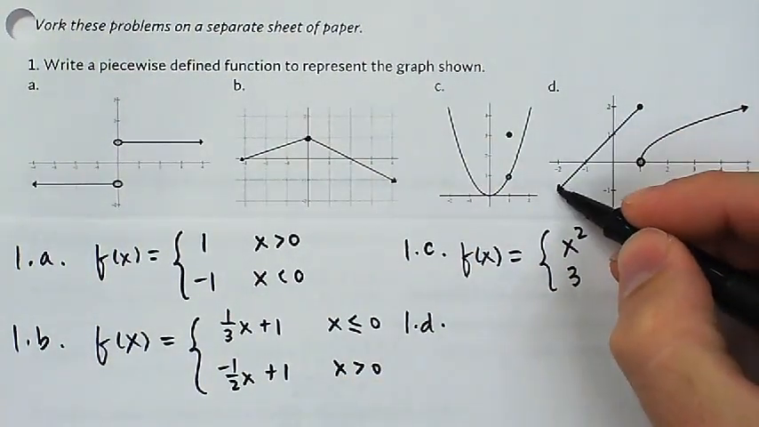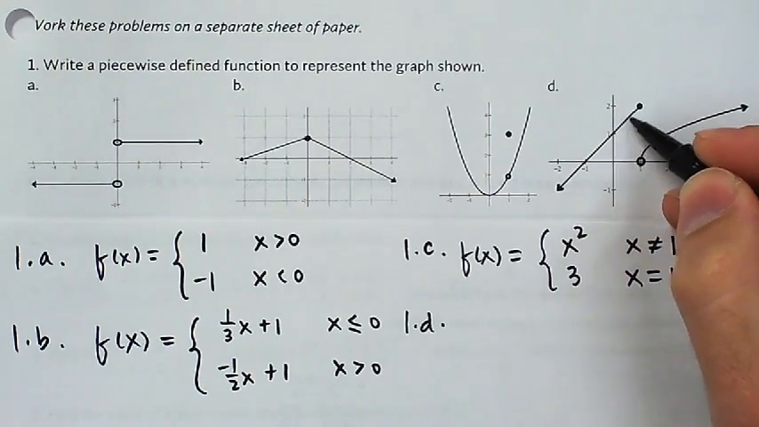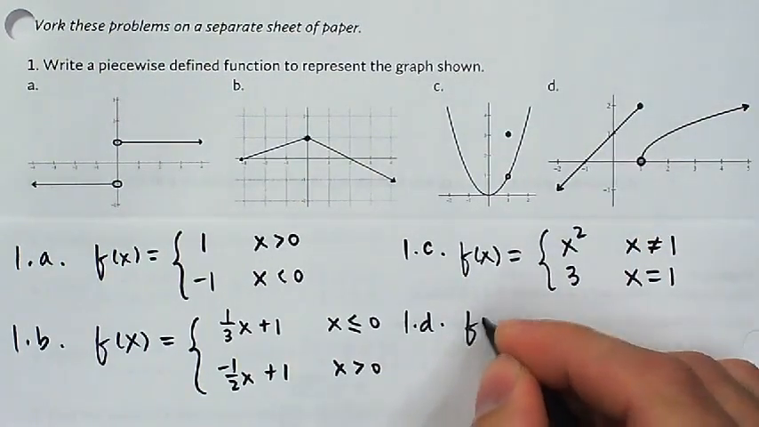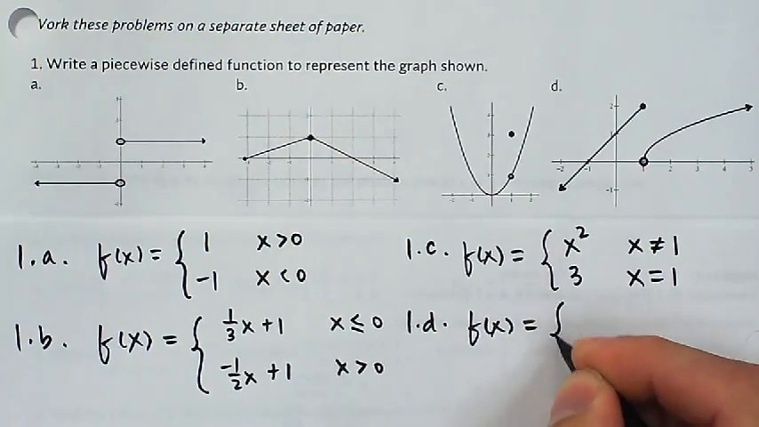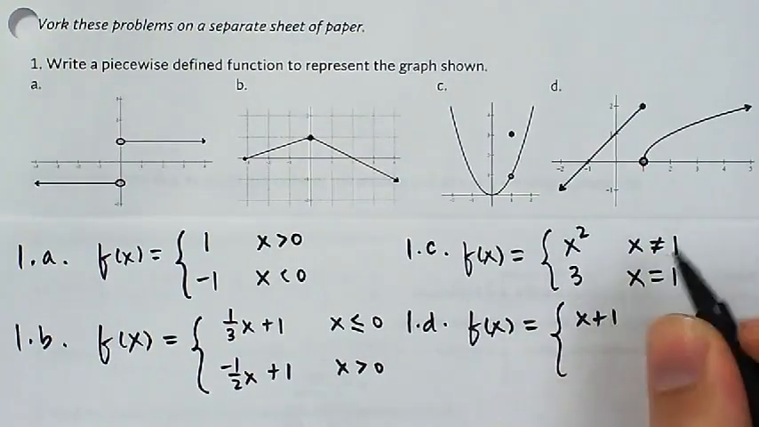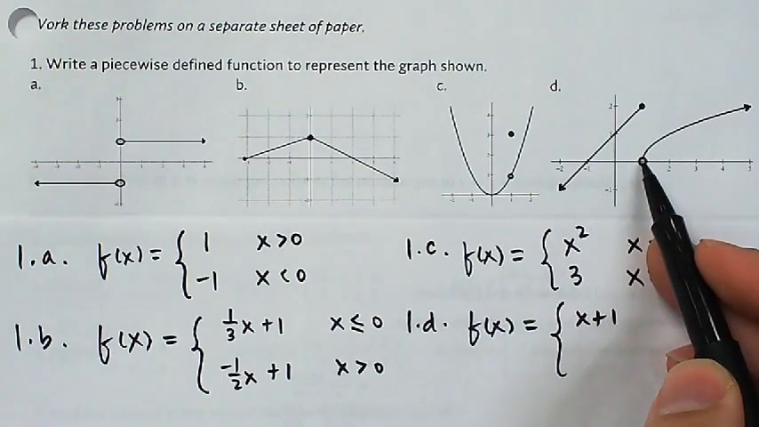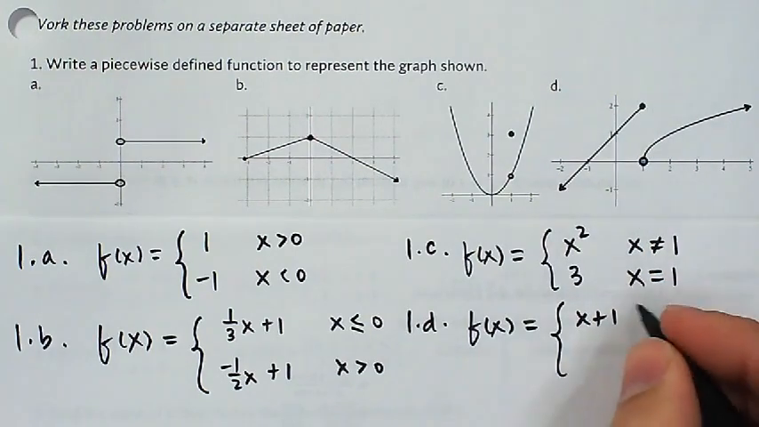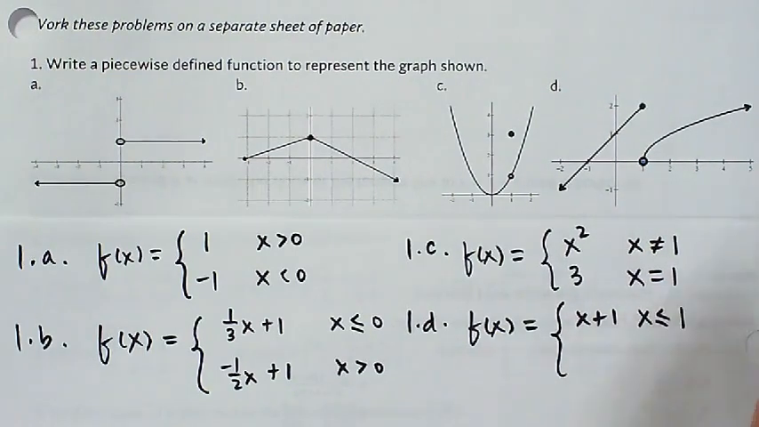D, this is looking like a line with slope 1 and y-intercept 1, so y equals x plus 1. Y equals x plus 1 when x is less than or equal to 1, because I've got a filled in circle here. So x less than or equal to 1.